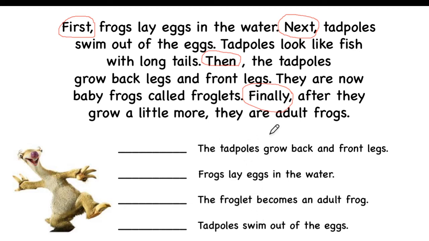The tadpoles grow back and front legs. Frogs lay eggs in the water. The froglet becomes an adult frog. Tadpoles swim out of the eggs. Which of these events happened first?